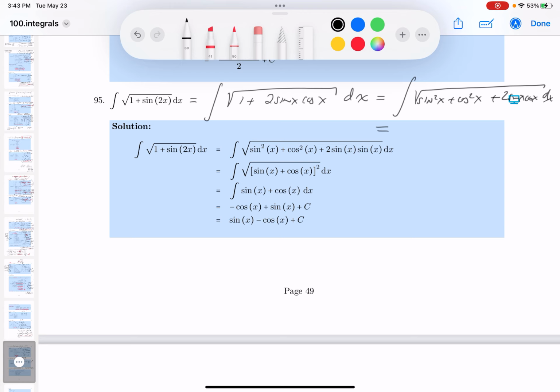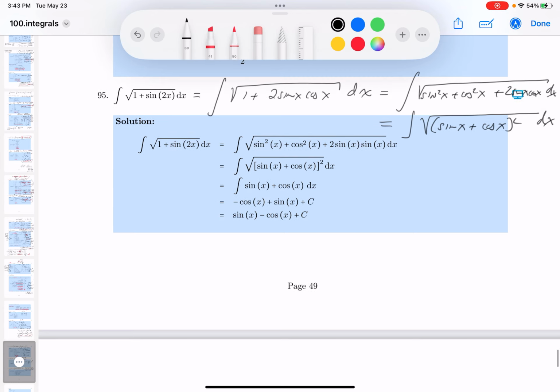That's a perfect square, actually. And what do you get over here? Let's write that down. That's going to be sine x plus cosine x, quantity squared, dx. All right, that would give you sine squared plus cosine squared, and then you get sine x cosine x, which is two of those things. What do I get over here? I get this.